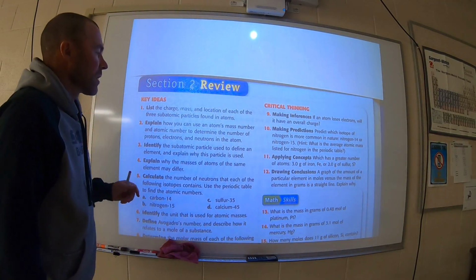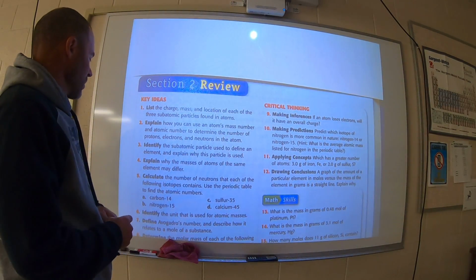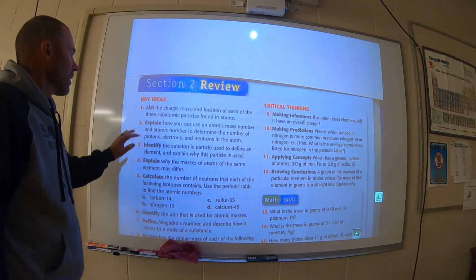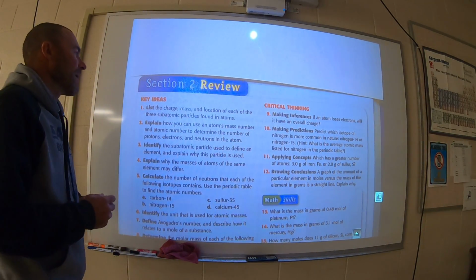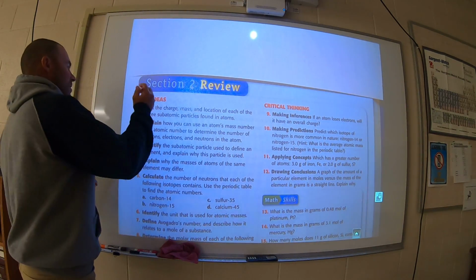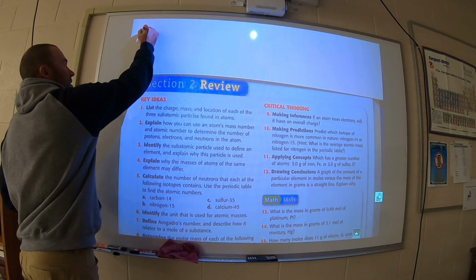All right, we're going to talk about the atomic structure answers. You were supposed to answer 1 through 6 and 9 and 10. So number 1, it says list the charge, the mass, and the location of each of the 3 subatomic particles found in atoms. So I think the easiest way to do this would be to make a table.